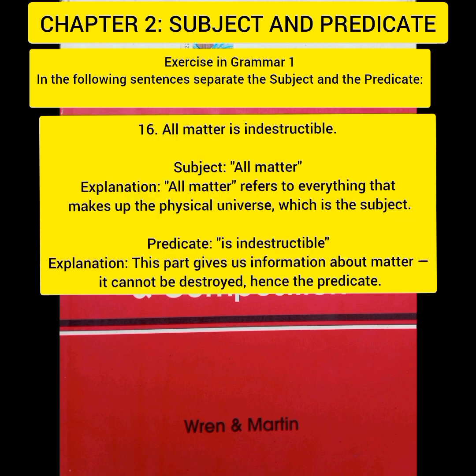16. All matter is indestructible. Subject: all matter. Explanation: all matter refers to everything that makes up the physical universe, which is the subject. Predicate: is indestructible. Explanation: this part gives us information about matter, it cannot be destroyed, hence the predicate.